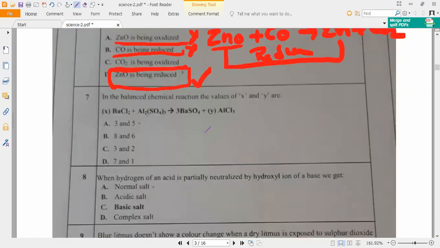Very good. Next, in the balanced chemical reaction, the values of x and y. Let me see who will say. 3 and 2, sir. You should say it very quickly. I want to know how you get 3 and 2.